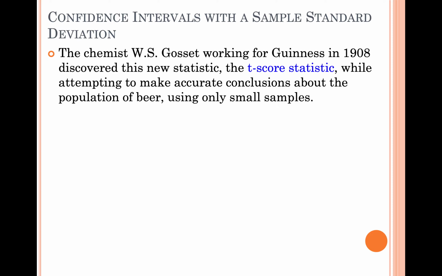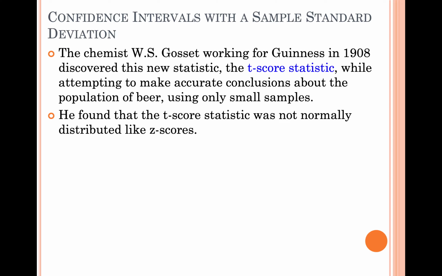This originated fairly recently in math history, in the early 1900s, at the Guinness Company, the beer company. Chemist W.S. Gossett was working for Guinness and discovered this new test statistic called the t-score test statistic, which is different than z-scores. In doing so, he was trying to make accurate conclusions about the population of beer using only very small samples. The idea was not to use the entire population of beer, but to use small samples and make good estimates about the population.